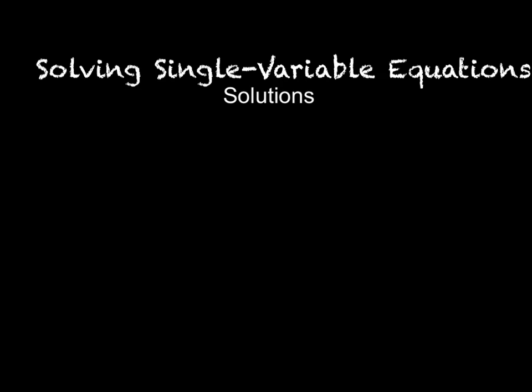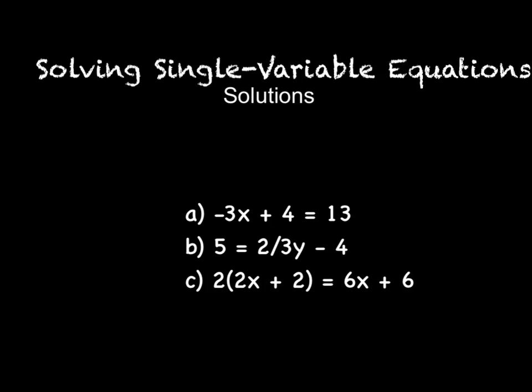Let's take a look at the solutions to the equations you were presented with in video 1. The equations were A, negative 3x plus 4 equals 13, B, 5 equals 2/3 y subtract 4, C, 2 times 2x plus 2 equals 6x plus 6. You had to solve these equations by isolating the variable, and you had to verify your solutions.